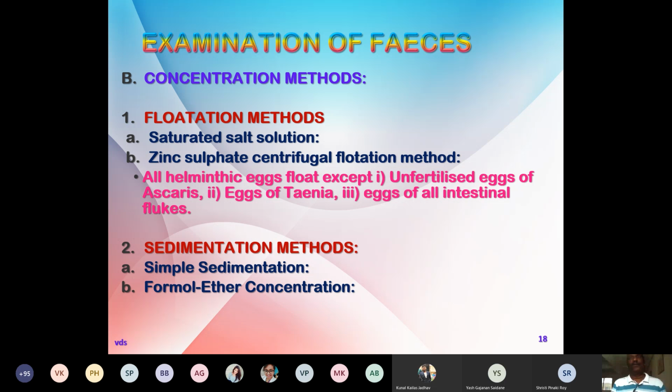Now you can easily decant the supernatant and just collect 1 or 2 drops of the sediment in which the eggs or cysts may be present. Particularly the eggs which are heavy immediately settle at the bottom. Those that are not seen in the flotation method are seen in the sedimentation method.